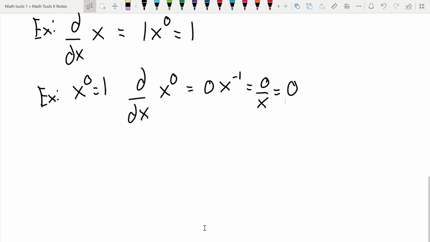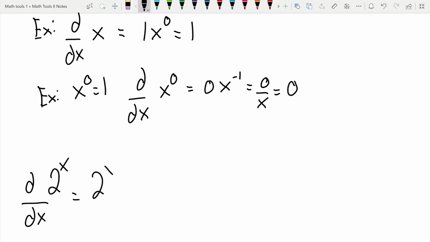Okay, the only thing I want to note here is that for something like 2 to the x, don't get the power rule confused with this, because there is a power here, but the variable is the power now. So this derivative is actually going to be quite different. And we'll look at this in a minute, but this is going to be 2 to the x times the natural log of 2. But it's not going to follow this power rule in any shape or form.